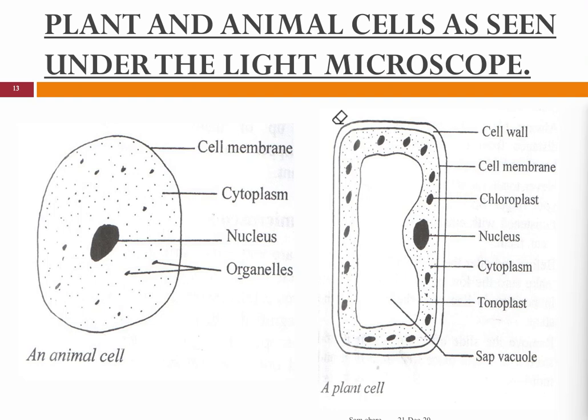Animal and plant cells as seen under the light microscope. So we have done the microscope, both the light and the electron microscope. Now we are going to look at plant and animal cells as seen under the light and electron microscope.